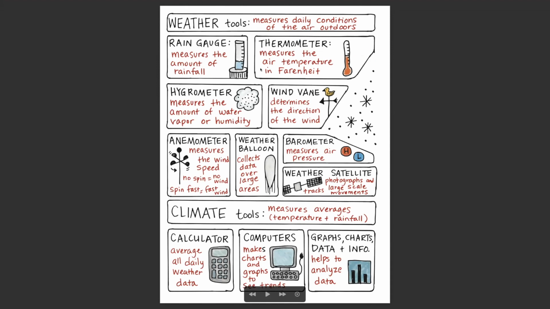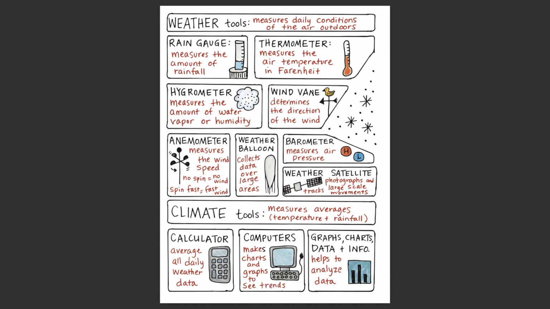Let's talk about weather tools. Okay, so what do we use weather tools for? Obviously, to measure daily conditions of the air outdoors, right? But what are the names of some of these? Some of them have kind of crazy names, and some of them are self-explanatory. We know what a thermometer is, right? We know that we measure temperature in Fahrenheit with a thermometer, because we use a thermometer to take our own temperatures, right?